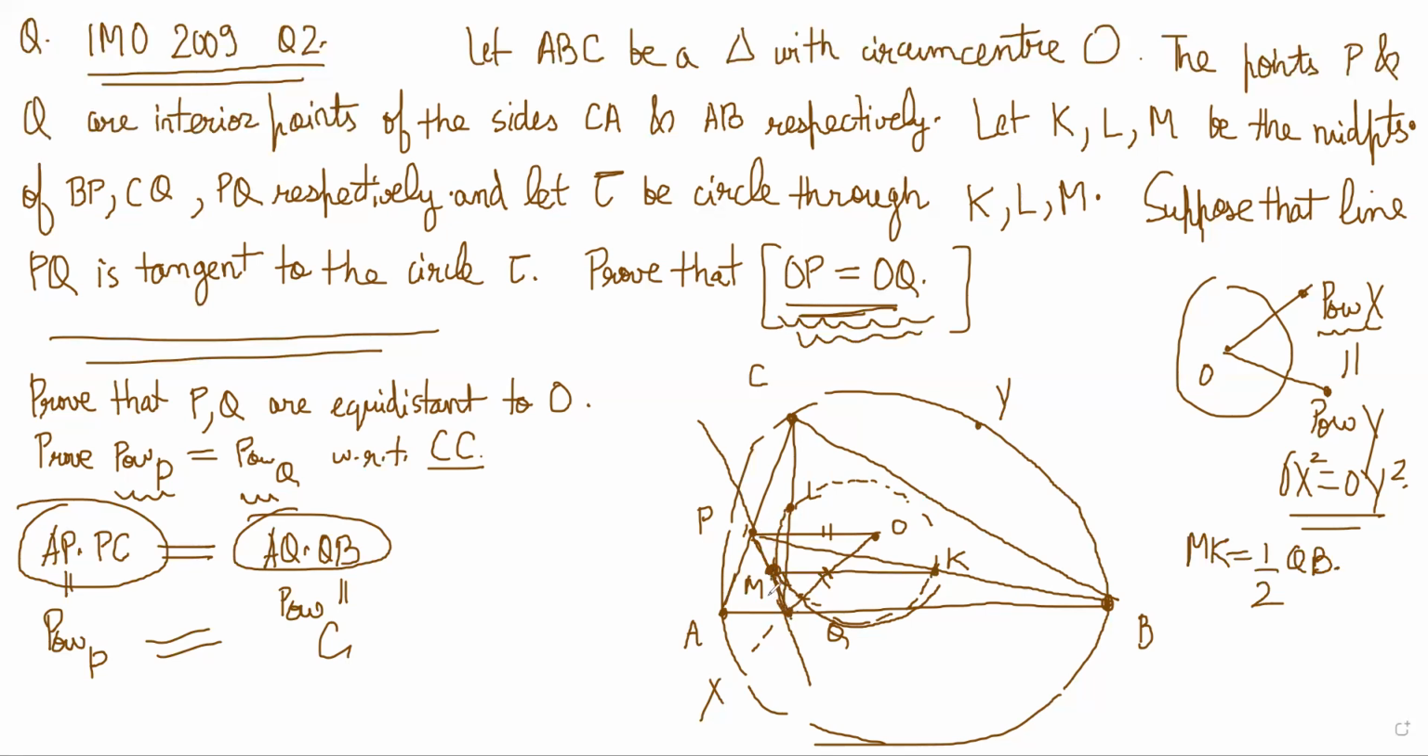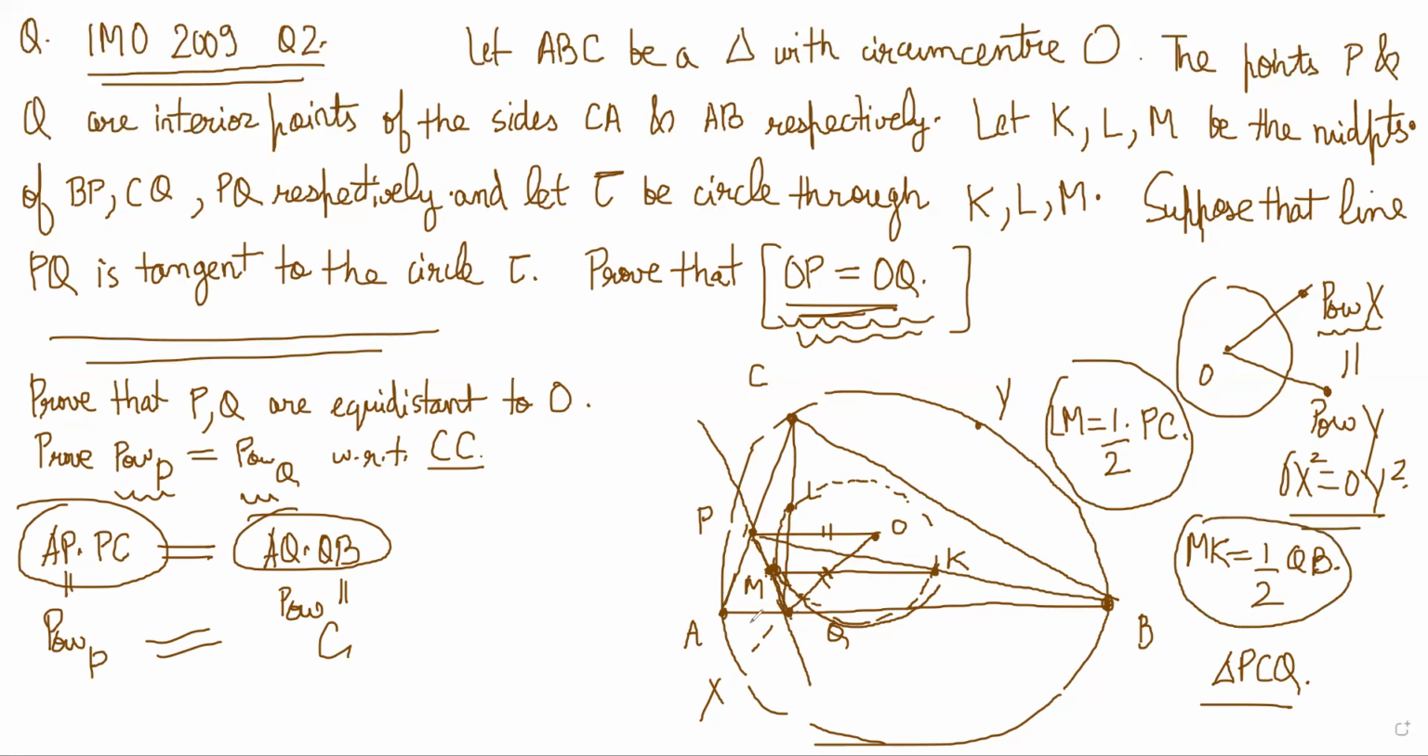PQ, right? So if you look at triangle PCQ, L and M are midpoints, no? Because M is the midpoint of PQ, L is the midpoint of CQ, right? So you can say again, LM is equal to half of PC, right? So we have this result by the midpoint theorem and this result by the midpoint theorem.